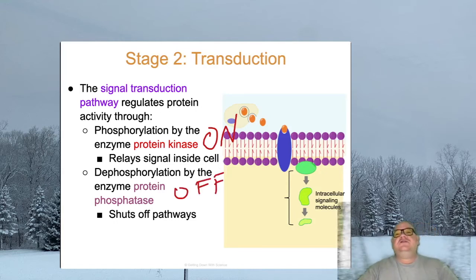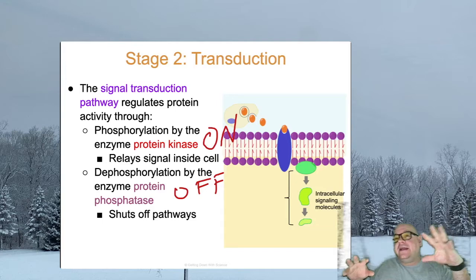So when we're going to turn on proteins through a pathway, it's going to be this enzyme, protein kinase, by phosphorylation. We're going to be adding phosphates to it that are going to change its state, and then it's going to send some sort of signal. It's going to be a link in this signal transduction pathway, okay?